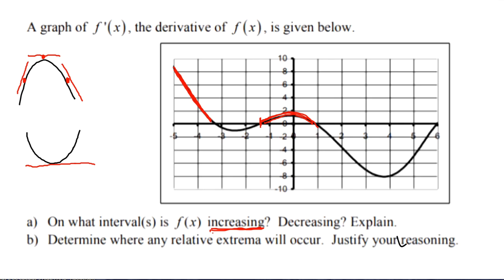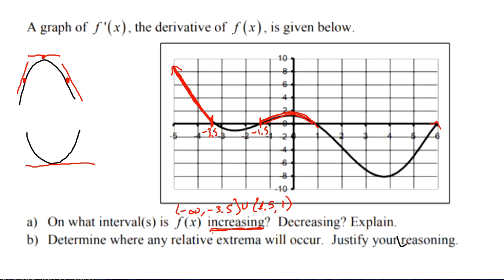So let's just call this negative 1.5, and we're going to call this negative 3.5. And so your function would be increasing between negative infinity, because we're assuming this goes on forever in both directions, so negative infinity to negative 3.5 union negative 1.5 to 1. Those are the red regions on this particular graph.